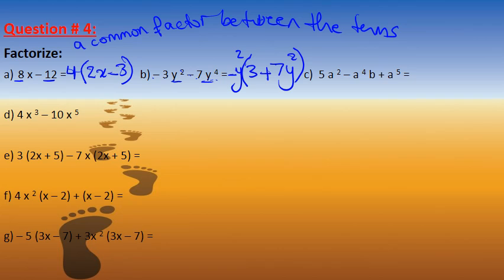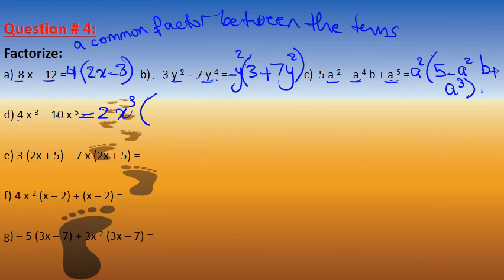Now between these terms we take the common variable with the least exponent, we take a squared and we open parentheses. So we have 5 minus a squared b plus a5 over a squared is a cubed. Now between 4 and 10 we take 2, between x cubed and x5 we take x cubed and we open parentheses. 4 over 2 is 2, x cubed over x cubed, they cancel each other, minus 10 over 2 is 5, x5 over x cubed is x squared.